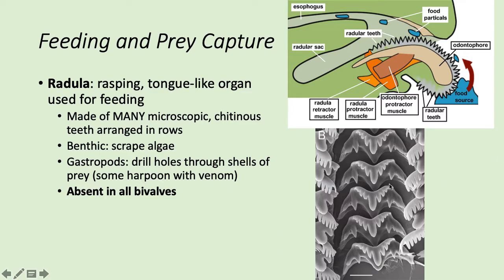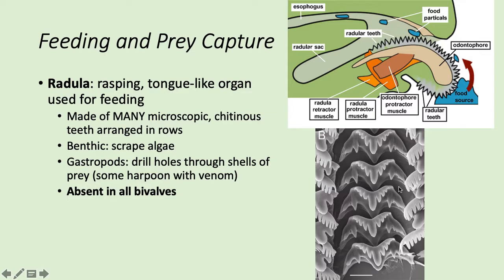This is a microscopic picture, zoomed in, of the radula, and you can see that, yes, it looks rasping, made of many, many microscopic chitinous teeth arranged in rows. This cartoon diagram is showing that, a little bit exaggerated, but showing that it's rasping and jagged. They use it to take in their food source, almost like a conveyor belt. It scrapes it up, brings it in, and passes it from one microscopic tooth to the other.